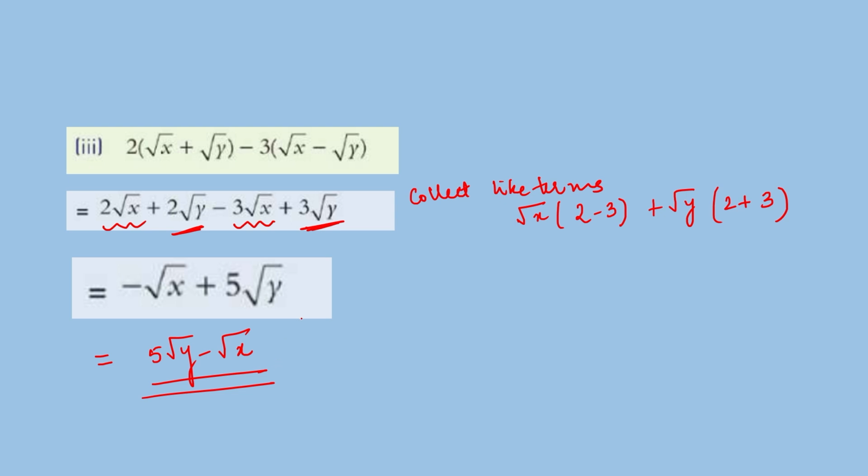We have written it in this form so we don't miss out the minus sign, because when we are writing an expression in which the first term has the negative sign, we often tend to miss it. That's why we have rearranged it in this form.